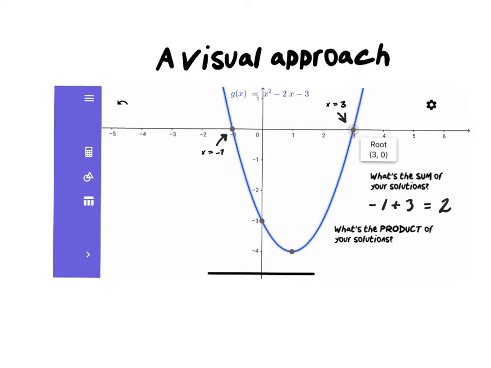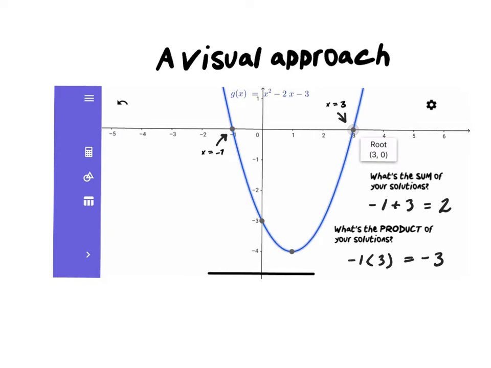Now what's the product of your solutions? -1 times +3 is -3. These details are extremely important because this is how the algebraic technique works.